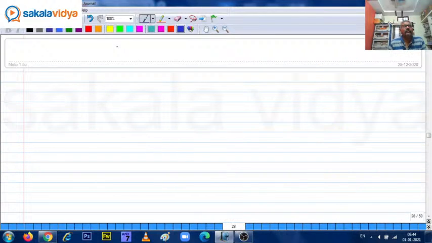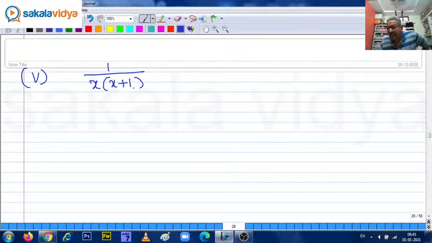So now the fifth problem. Resolve 1 upon x times x plus 1 into partial fractions. So let us solve this problem now. Can you solve this problem? What are the partial fractions of 1 upon x times x plus 1? Just you think. What do you get? Right.